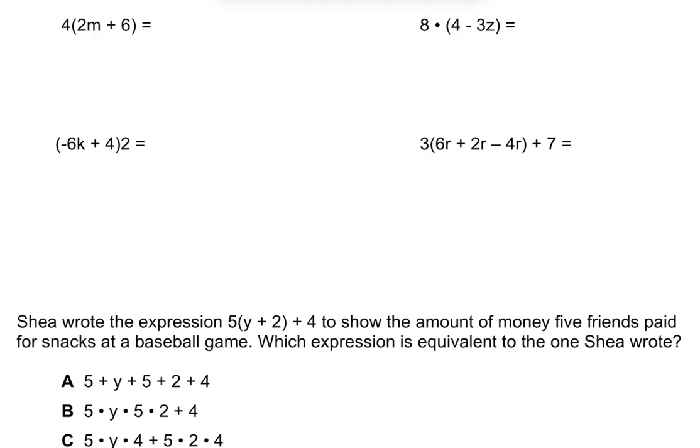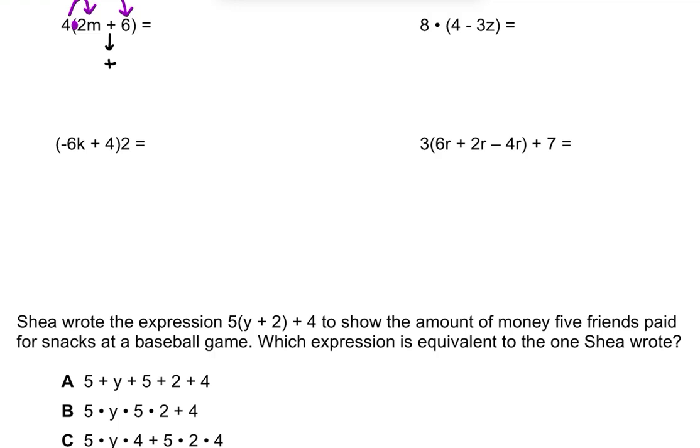So just like we did before, we have that multiplication sign. So we are going to distribute. And when we distribute, we like to draw arrows. So I'm going to give this 4 to the 2m, and I'm going to give this 4 to the 6. So what that's going to look like is this plus sign is not going to change, so we're going to go ahead and bring it down.